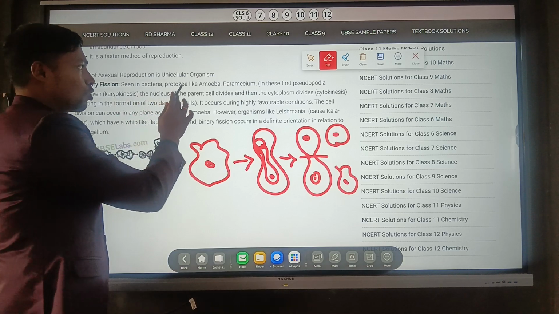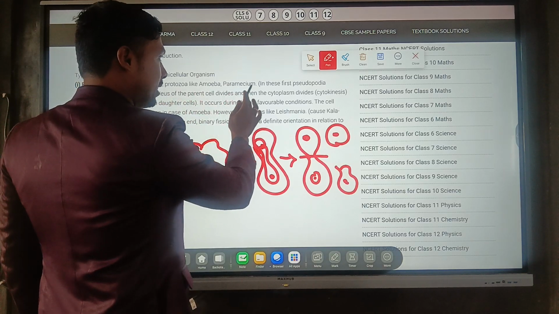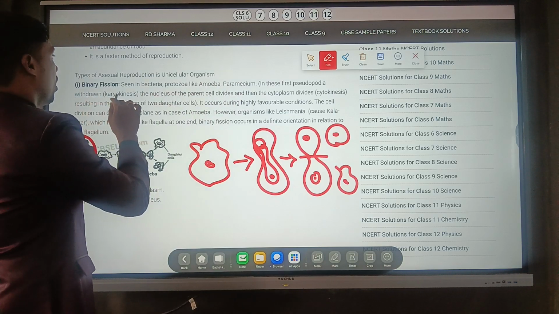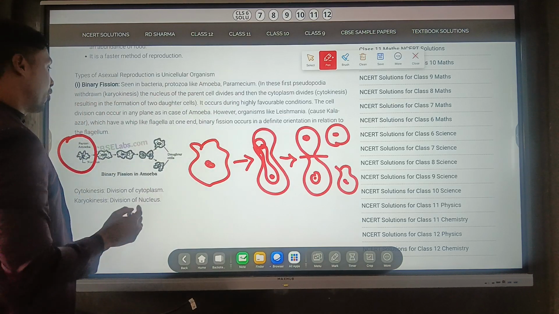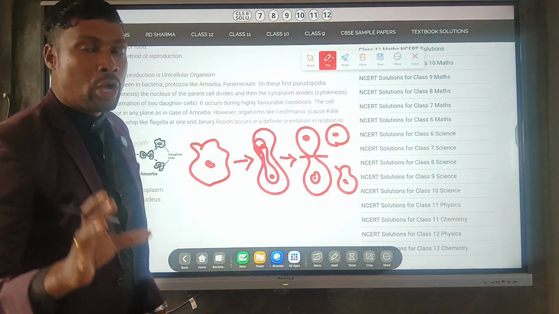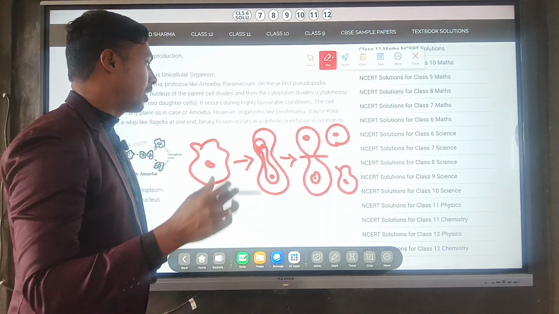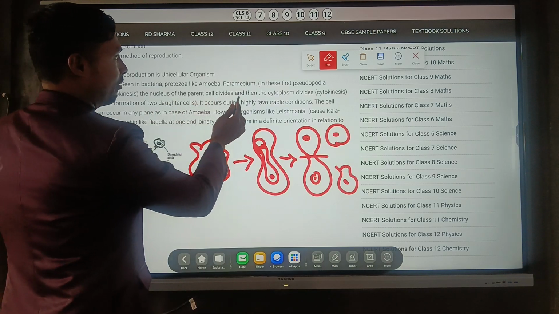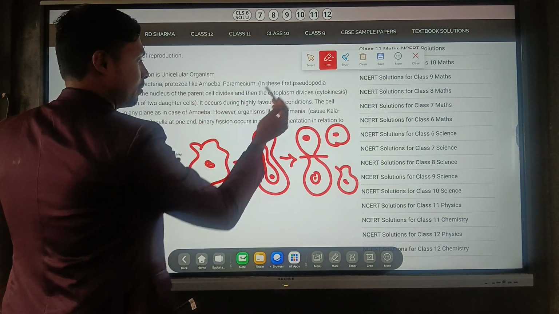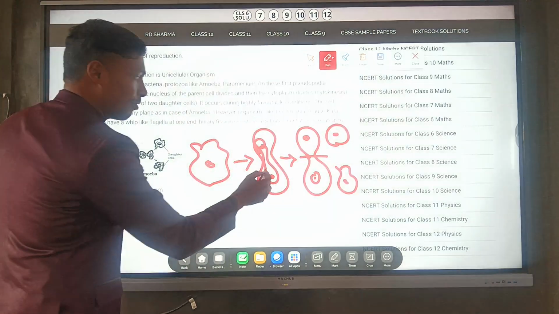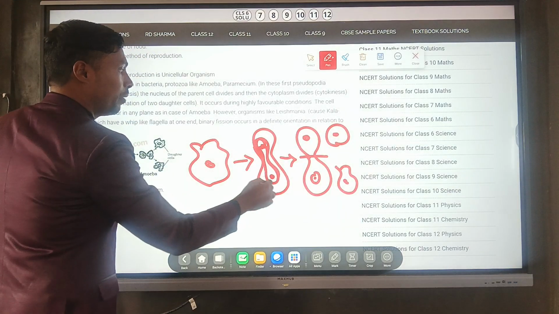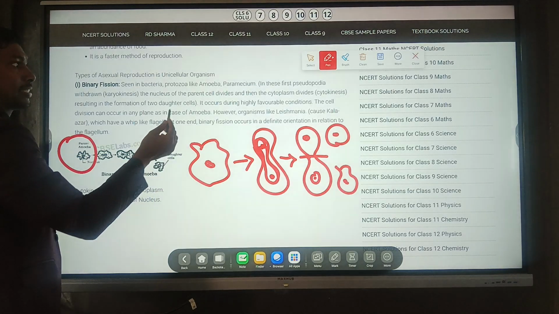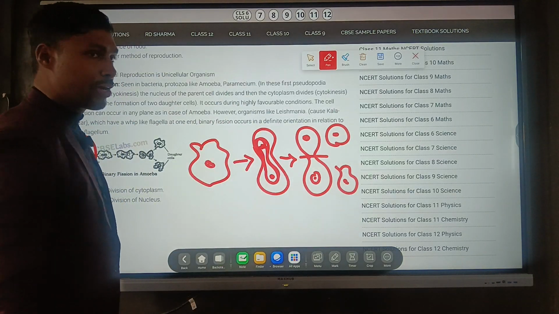It is seen in bacteria and protozoa like amoeba and paramecium. In this, first the pseudopodia are withdrawn, then karyokinesis occurs. Pseudopodia means temporary feet. The nucleus of the parent cell divides and then the cytoplasm divides. First of all the nucleus divides, then after that the cytoplasm divides. It occurs during highly favorable conditions.